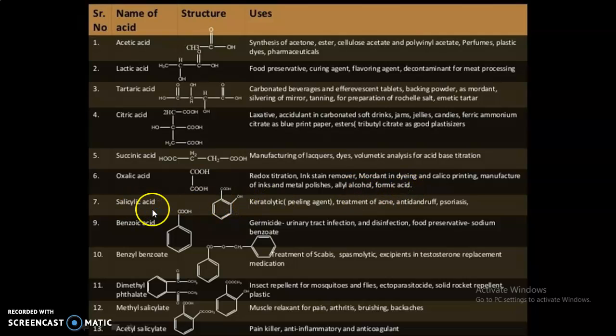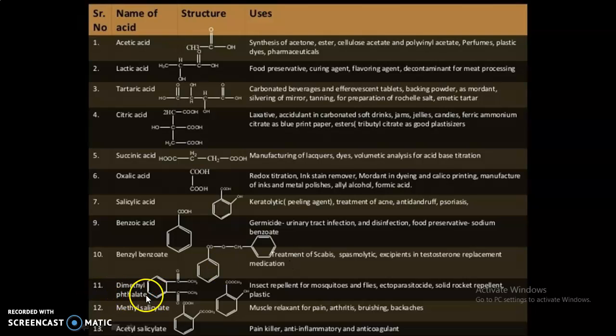Next one is salicylic acid. This is the structure of salicylic acid. It is a keratolytic agent, that is a peeling agent, used in the treatment of acne, dandruff and psoriasis. Benzoic acid is a germicide used for urinary tract infection and disinfection, and as a food preservative, sodium benzoate. Next one is benzyl benzoate, used in the treatment of scabies, as a spasmolytic, and also as an excipient in testosterone replacement therapy or medication.